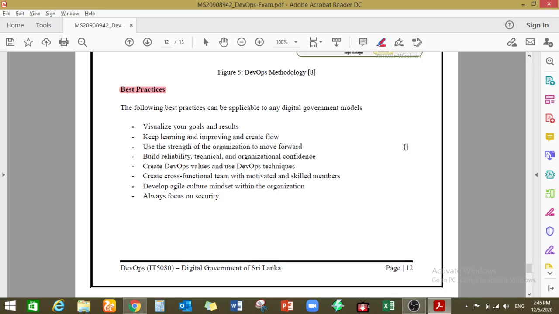The following best practices can be applicable to any digital government models, including this proposed model. We have to visualize the goals and results and keep learning and improving the flow. We need to use the strength of the organization to move forward, build reliability, technical and organizational confidence, create DevOps values, use DevOps techniques, create cross-functional teams with motivated and skilled members, develop an agile culture mindset within the organizations, and always focus on security in each and every step.